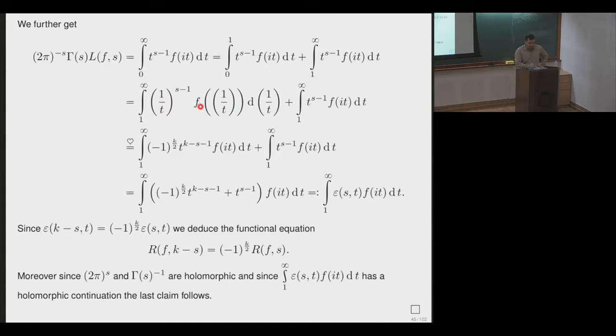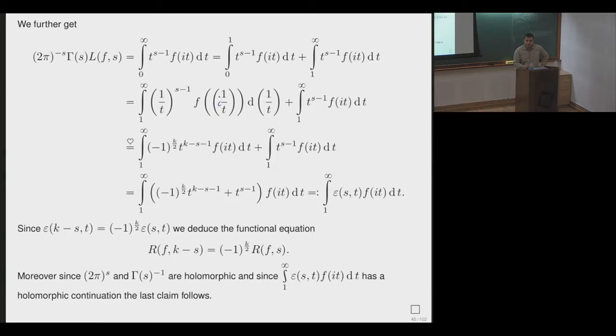this expression here by using the modularity property of f, which is in particular holding for this choice of, oh, sorry, there's a typo. For this choice of tau. And now we have this more beautiful integral, and now we see everything is holomorphic.